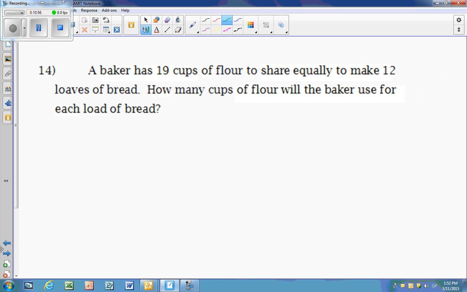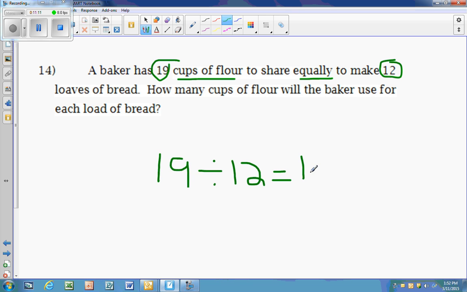Question 14. A baker has 19 cups of flour, and he wants to share them equally to make 12 loaves. So he has 19 cups, and he wants to share them equally by 12. And in order to do that, it's just 19 divided by 12, but it's an improper fraction, so I need to turn it into a mixed number, which would be 1 and 7/12 cups.